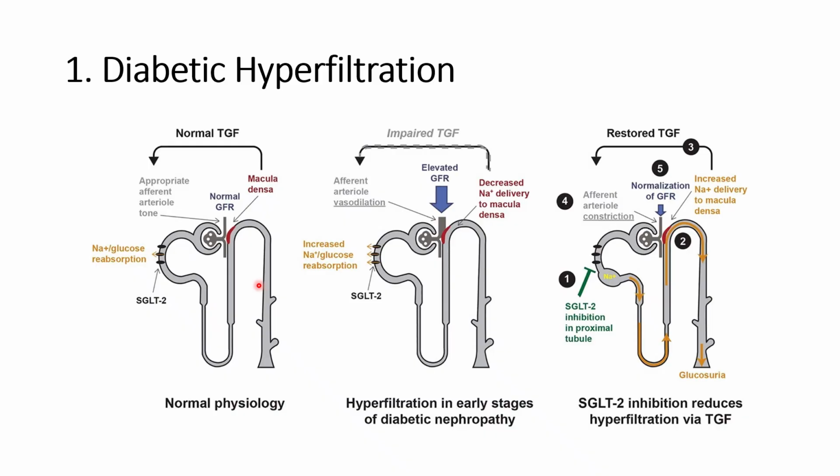So this diagram is again trying to explain the same thing: if there is normal GFR and a normal sodium level reaching the macula densa, the TGF is normal. If there is increased glucose, increased sodium absorption, decreased sodium at the macula densa, that will lead to pathological activation of TGF. Once you give an SGLT2 inhibitor, it will prevent this excess sodium reabsorption, and again it will restabilize the TGF.